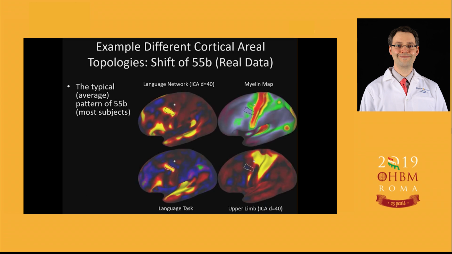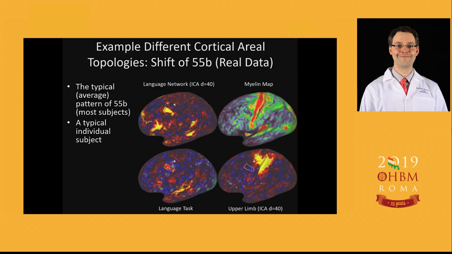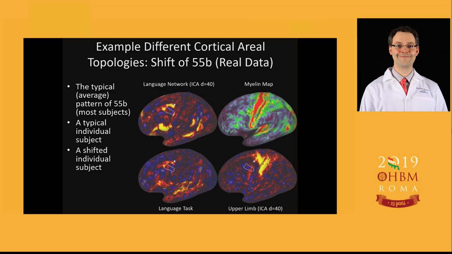So what does this look like in real data? So we've got a resting state language network here, language task. We've got the upper limb sensory motor region and a myelin map here. This outline is the group location of 55b, so we can see it's connected in the language network. It's active in the task, slightly myelinated, and it sort of points down to the tail. So a typical subject looks a little noisier, but still it's a very similar pattern, has all of those features.